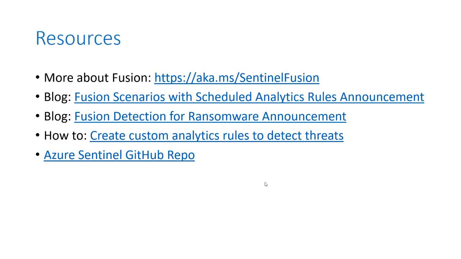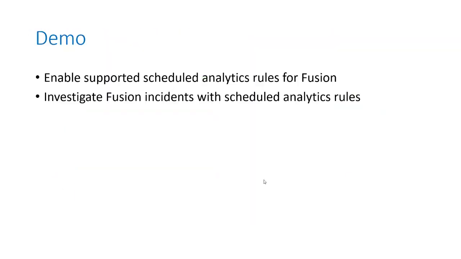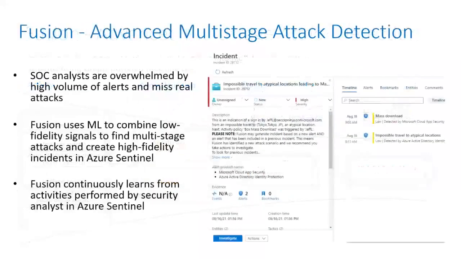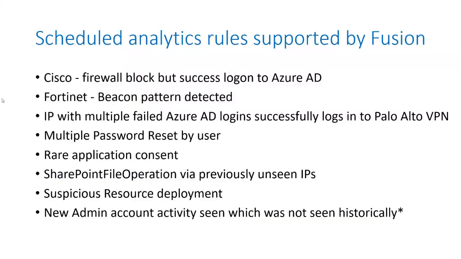So for Fusion, if it is a predefined scenario, these are the 8 schedule rules supported by Fusion. If you have these rules enabled and have them triggering alerts, these alerts can be picked up by Fusion for sure. If we find a correlation, an incident will be triggered to your workspace. So that's for the predefined scenarios.